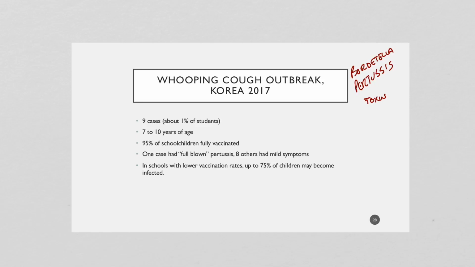Well, in this very, very highly vaccinated school in Korea, they still had an outbreak of whooping cough. Total of 9 cases, or about 1% of the students. What does that tell you? About 99% effective, right? They were 7 to 10 years of age, 95% of the school children fully vaccinated. Again, very highly vaccinated, but you still had an outbreak.